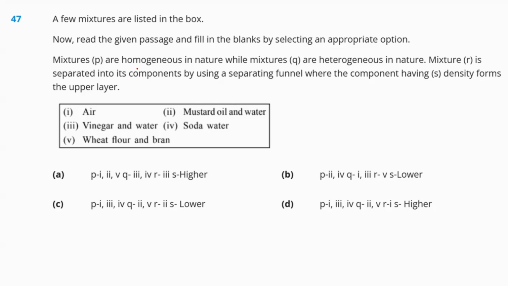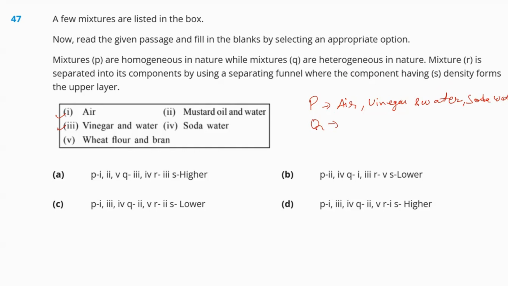Homogeneous would be formed when we have mixture P are homogeneous in nature while mixtures Q are heterogeneous. So it would be if we have vinegar and water and air. So P would be your air, vinegar and water. Q would be your heterogeneous in nature. And we can add soda water also here. If we mix them, it would be a homogeneous mixture.